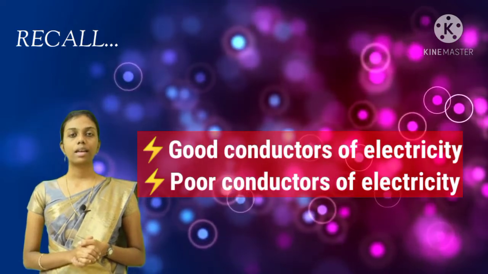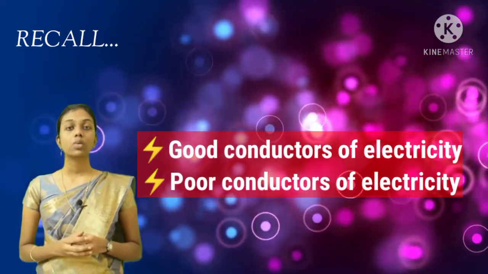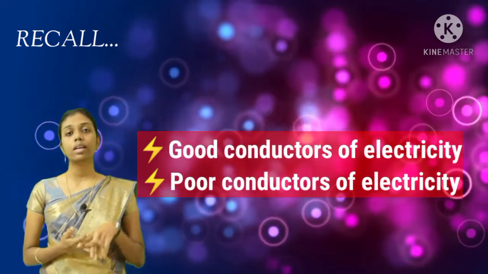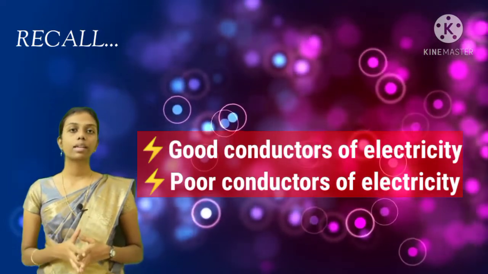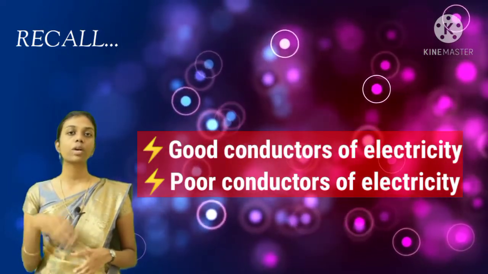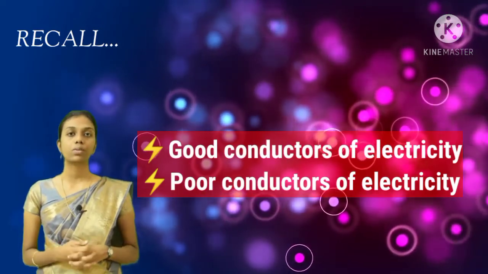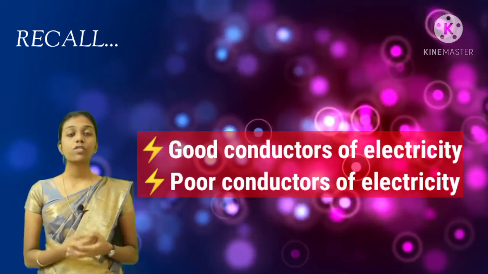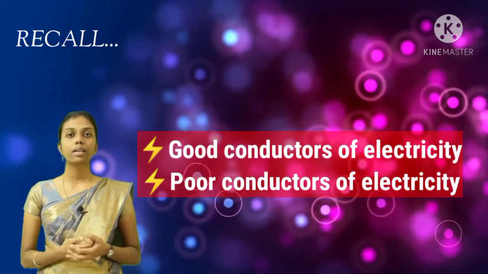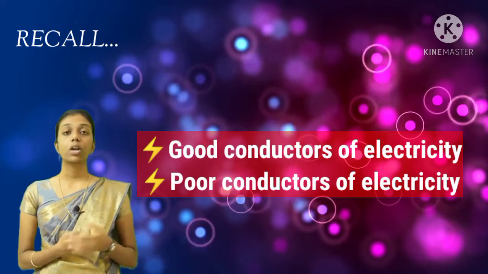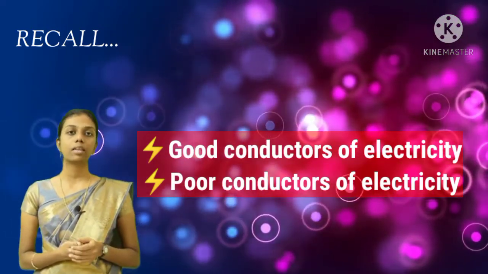Okay? And coming on to the poor conductors of electricity, materials which do not allow electric current to pass through them are called poor conductors of electricity. Examples for poor conductors of electricity include plastic, rubber, wood, etc.